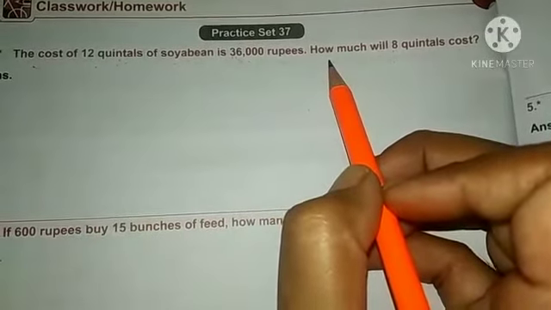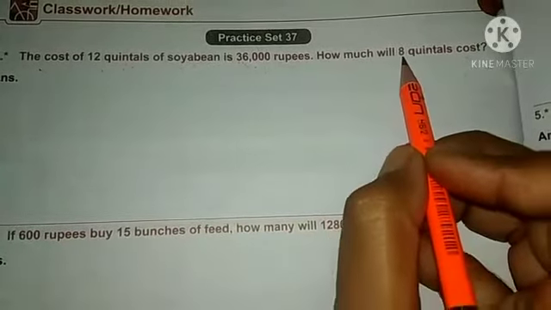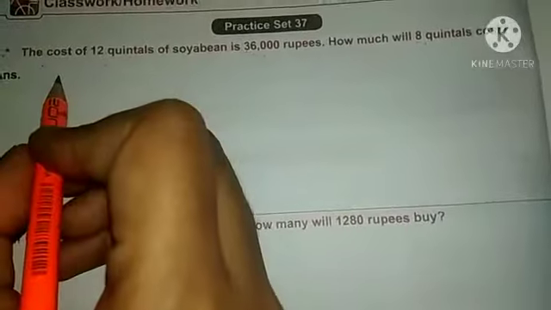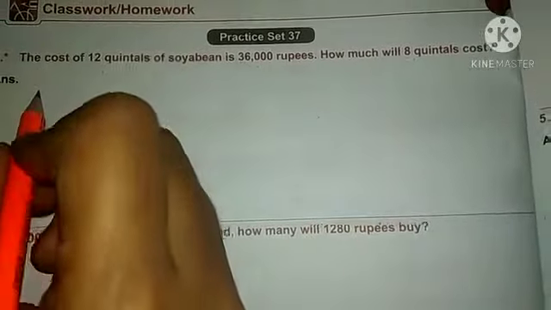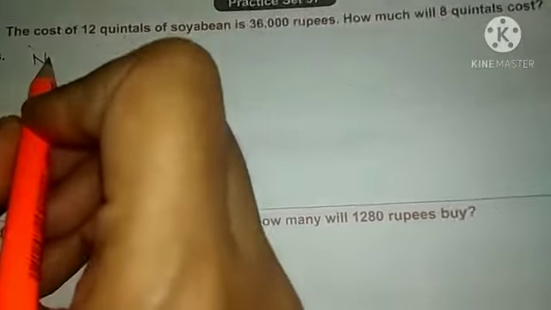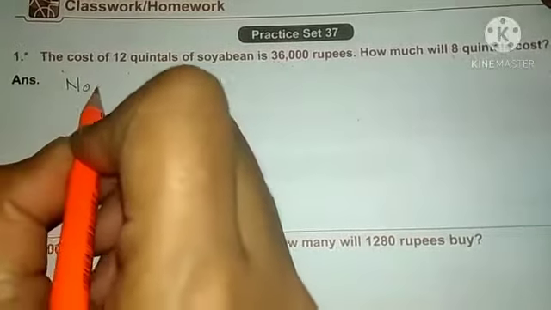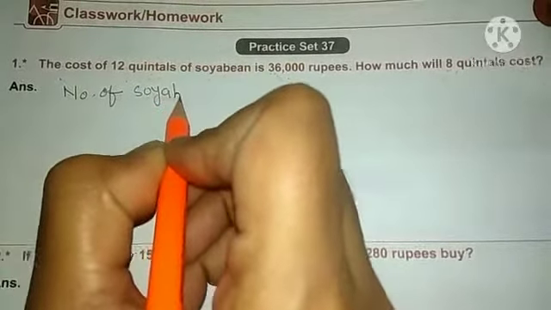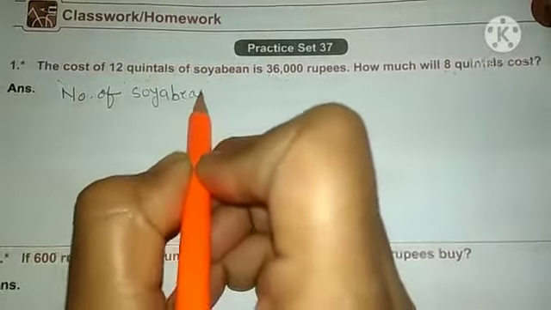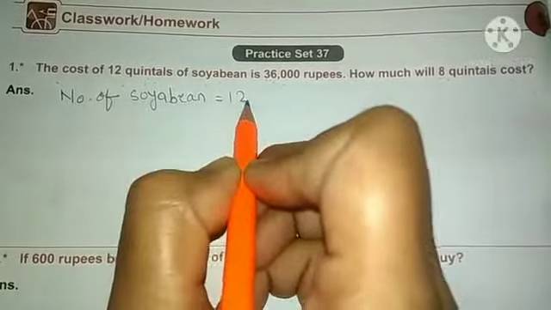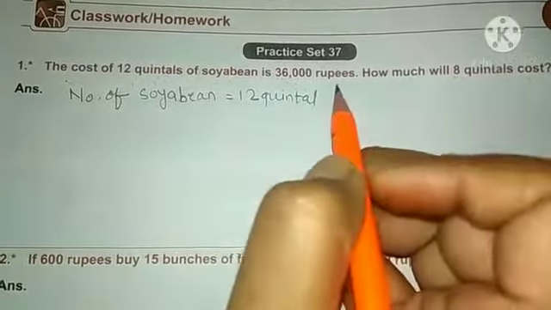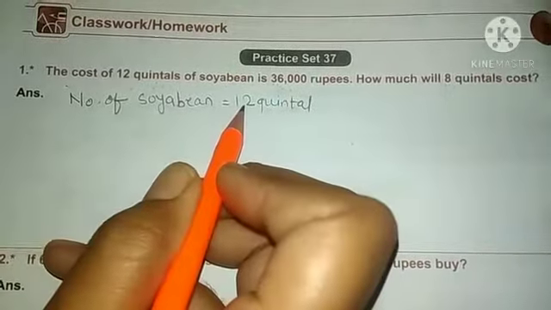So see how you will solve this sum, how you will find out the cost of 8 quintals of soya bean. First of all we have to write down what is given in the question. So here we will write down that the number of soya bean is given, that is 12 quintal. Clear? And what is the cost of this is given?